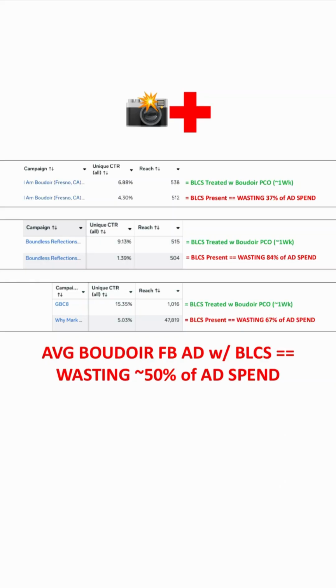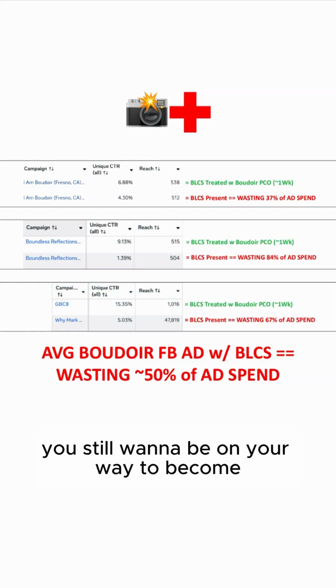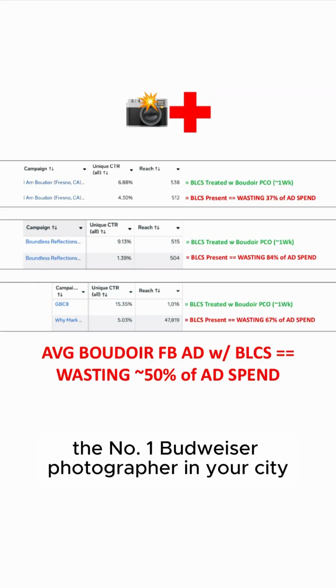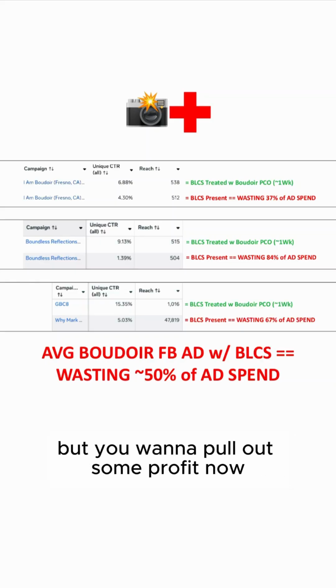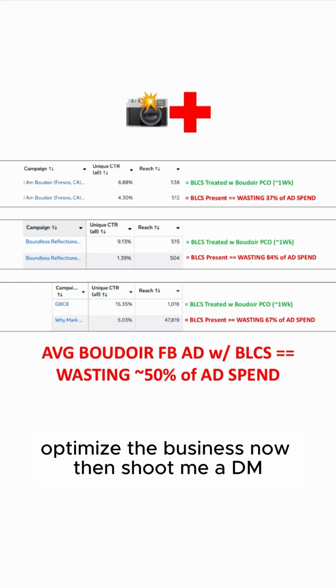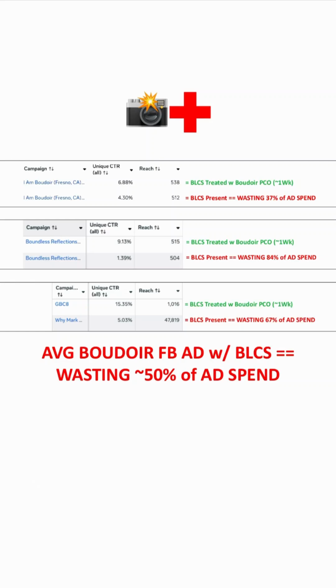So you still want to be on your way to being the number one boudoir photographer in your city, but you want to pull out some profit now, optimize the business now. Then shoot me a DM if you want to achieve all these things.